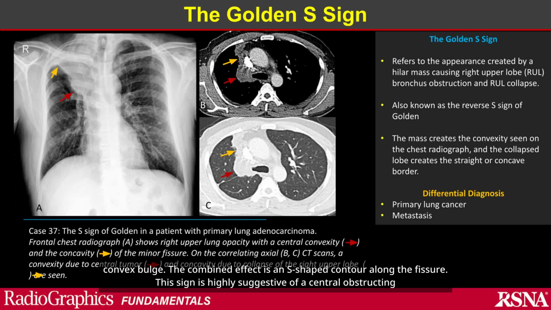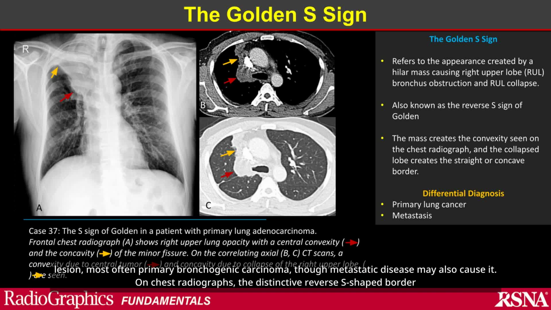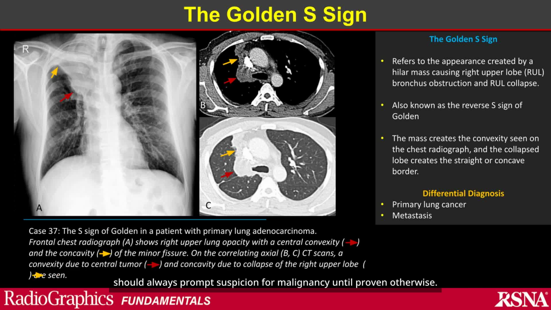This sign is highly suggestive of a central obstructing lesion, most often primary bronchogenic carcinoma, though metastatic disease may also cause it. On chest radiographs, the distinctive reverse S-shaped border should always prompt suspicion for malignancy until proven otherwise.